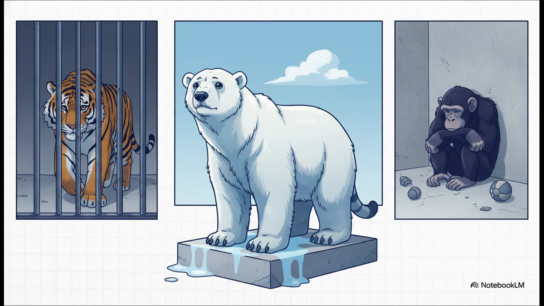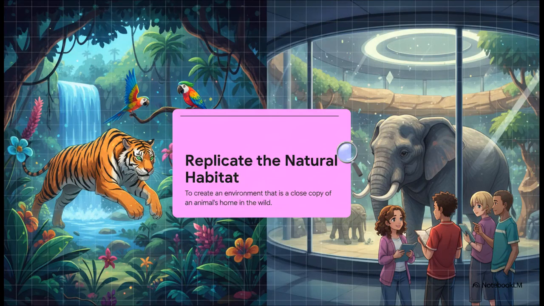It talks about how you can't really copy a natural habitat, the sad reality of smaller, poorer zoos, and the really awful impact of boredom and stress on these captive animals. This is such a brilliant phrase, replicate the natural habitat. It perfectly captures the huge challenge that zoos have. The model essay uses this to make a really smart point. Even the best, most well-funded zoos struggle to create an environment that truly feels like an animal's natural home.